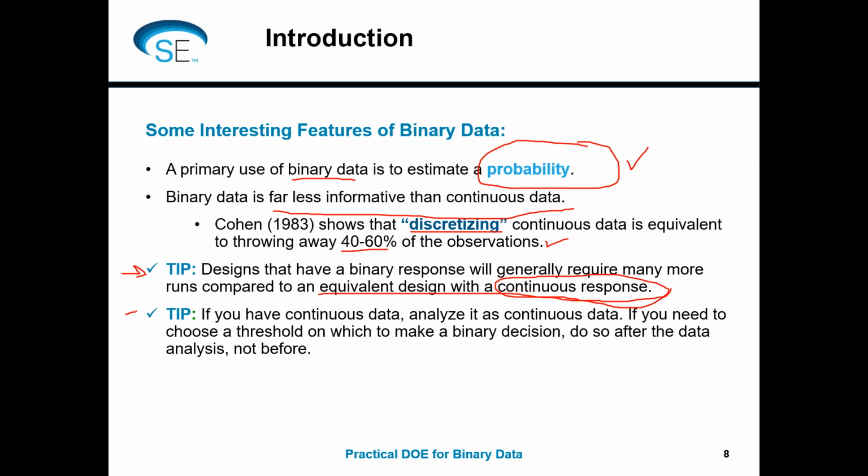Another tip here is if you do have continuous data, analyze it as continuous data. If at the end of the day you need to make a 0 or 1 decision, choose that threshold and make that decision after you've analyzed the continuous data. Don't turn your data into binary data and then analyze it as binary if you're starting with continuous data. You're going to get a more informative analysis if you analyze continuous data and then later figure out some threshold where you need to make a yes, no, or a 0, 1 decision.